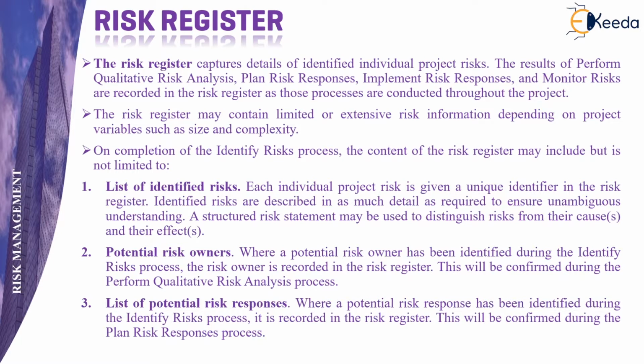On completion of the identify risk process, the content of the risk register may include, but is not limited to, the following. The first is the list of the identified risk. Then we have the potential risk owner, that is, where a potential risk owner has been identified during the risk identification process, it is recorded in the risk register and confirmed later on during the qualitative risk analysis process. Third is the list of potential risk responses for the identified risk. Any kind of response or strategy that comes to mind, its impact can be recorded.